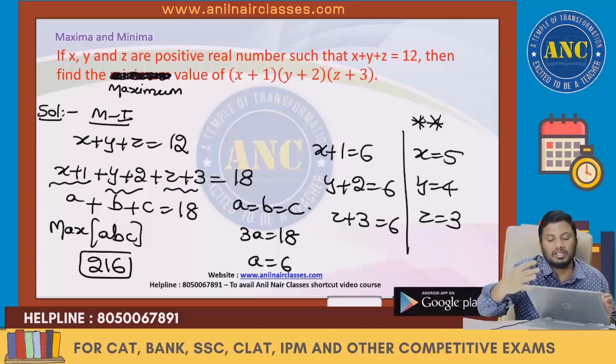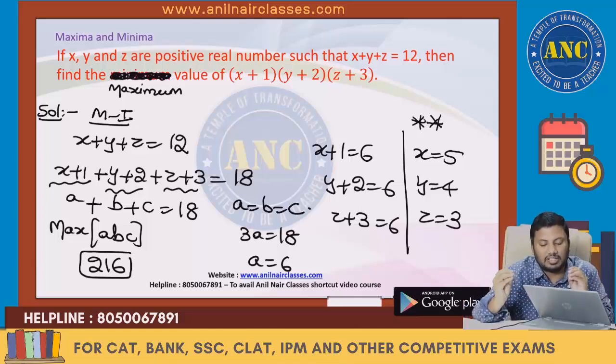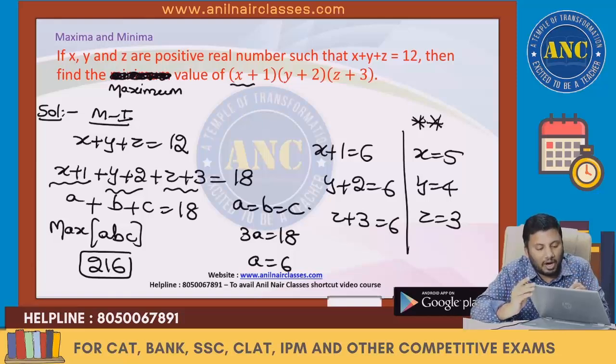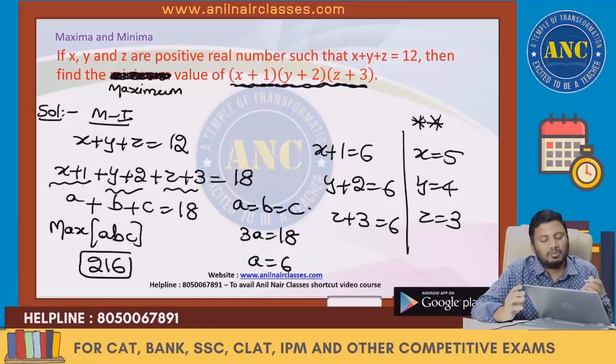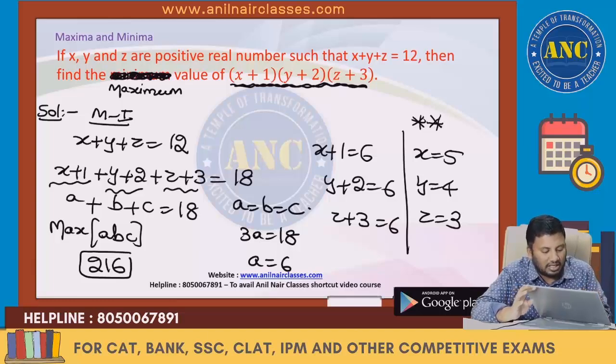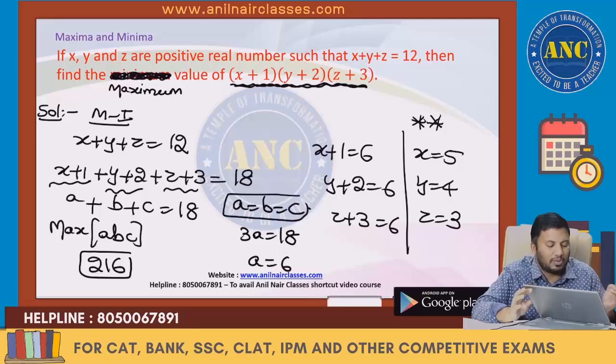So the sum is constant, given as x, y and z, but the product is maximum. The product for these variables is maximum only when the sum of these variables is constant. So I added 1, added 2, added 3. X plus 1 plus y plus 2 plus z plus 3 is 18. A plus B plus C is 18. Product is maximum when the sum is constant and the variables are equal.